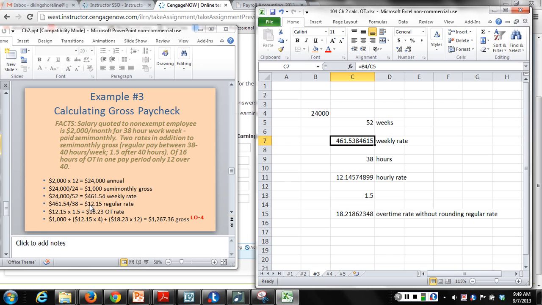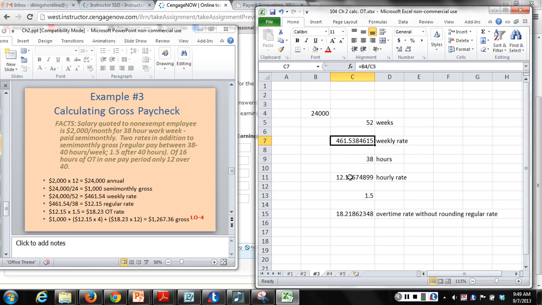What's the regular hourly rate? We take our rounded $461.54. This number is rounded to the nearest cent. We divide it by 38, not by 40, because the agreement was you get this pay for a 38-hour week. So the regular rate is this 461.54 divided by the agreed upon number of hours in this employee's work week, $12.15. Now that almost certainly has rounding issues in it.